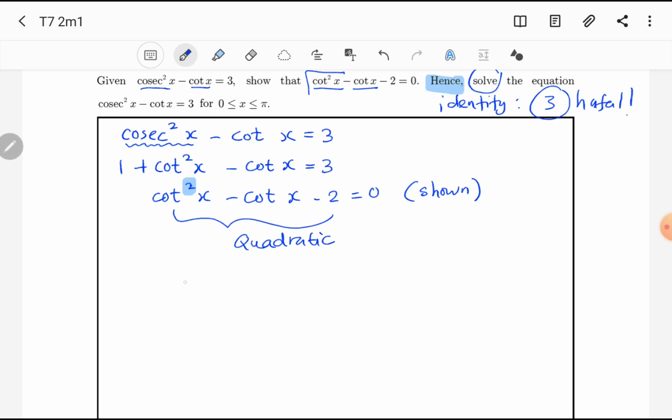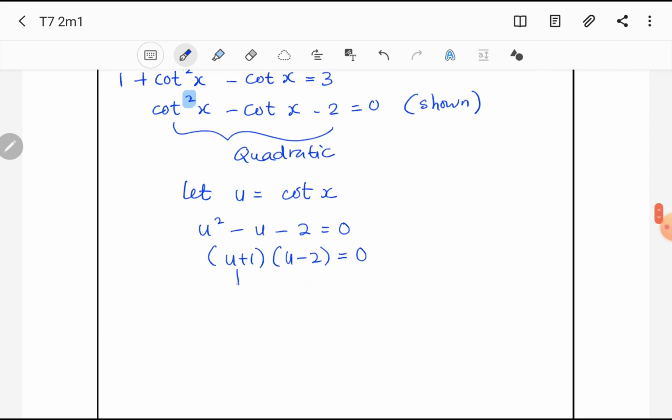Okay, so for quadratic case ada tambahan satu je which is kita kena factorize first. Okay. So we let u equals to cotangent x. The equation becomes u squared minus cot x. Cot x is u. So minus u minus 2 equals to 0. So we have u plus 1, u minus 2 equals to 0. Okay. So from the first part, u equals to negative 1. From the second factor, u equals to 2.